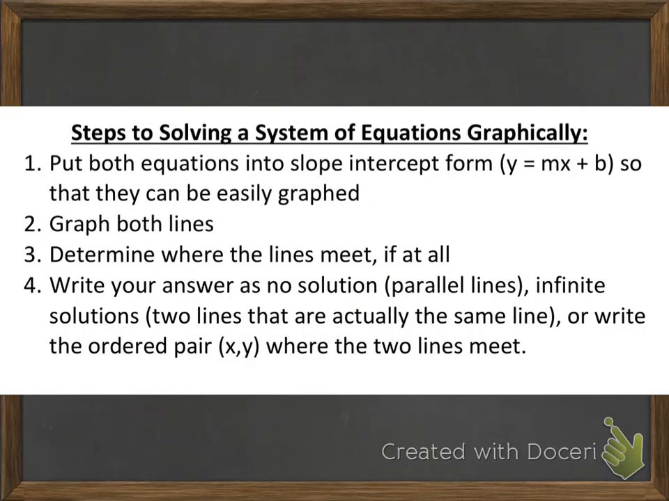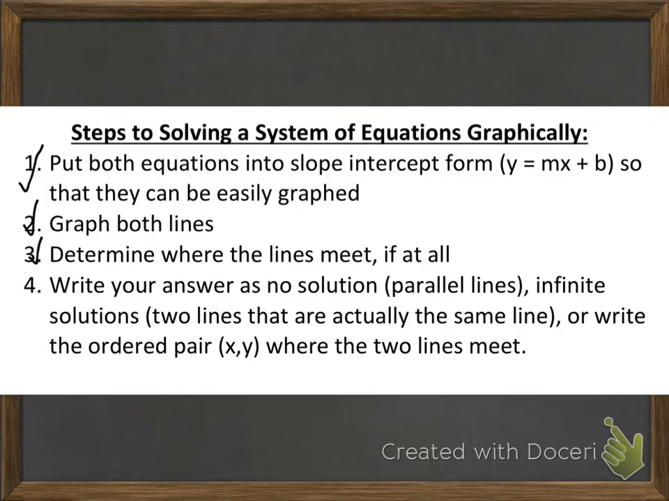So the steps to solving a system of equations graphically are almost identical to the steps of graphing a line. First, I would recommend that you put both equations into slope-intercept form because, as you learned in previous sections, that's probably the easiest way to graph a line. If you prefer one of the other methods we learned, that's totally fine. Then you need to graph both lines and determine where, if at all, the lines meet.